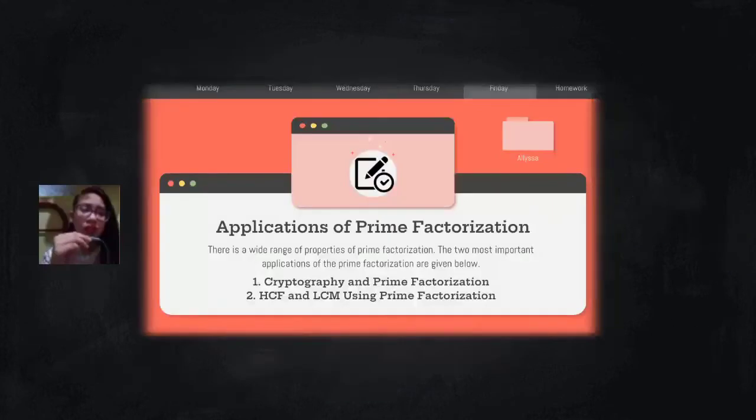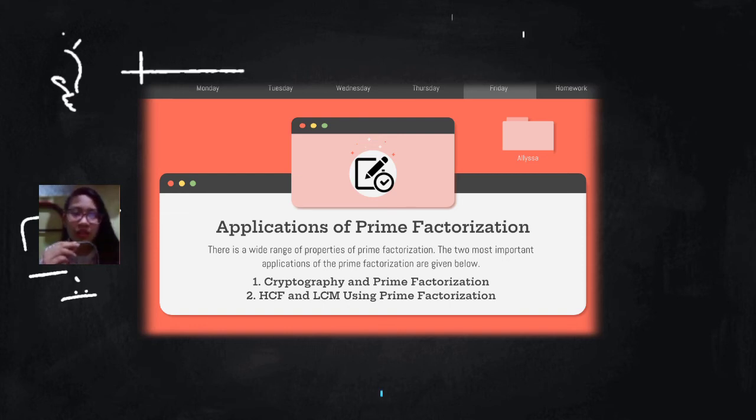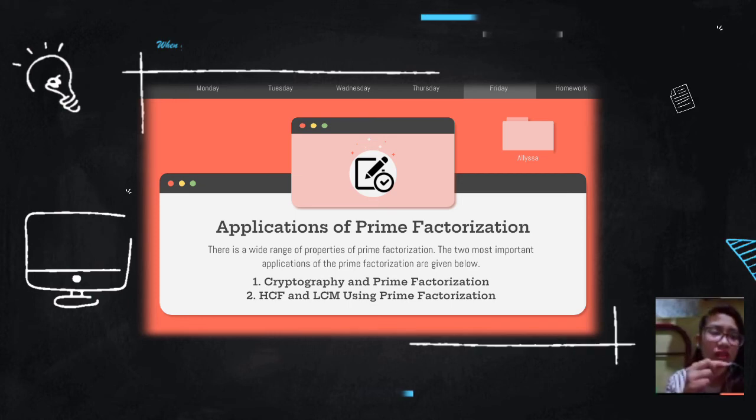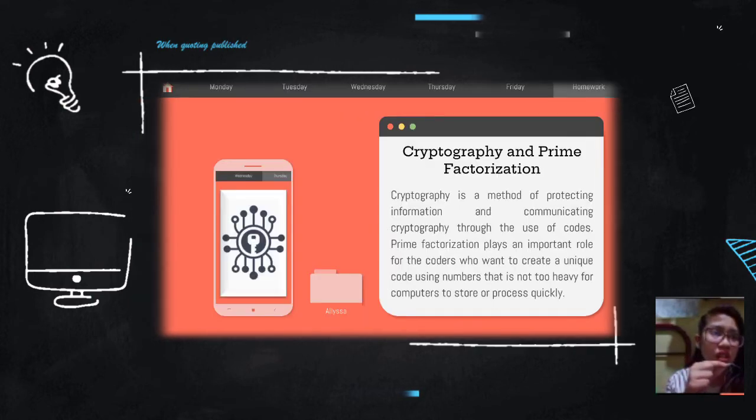Thank you. So now we're done talking about the methods of prime factorization. Let's move on to the applications of prime factorization. And there is a wide range of applications of prime factorization, but these are the two most important ones. So the first one is cryptography and the second one is HCF and LCM. So let's start with cryptography and prime factorization.